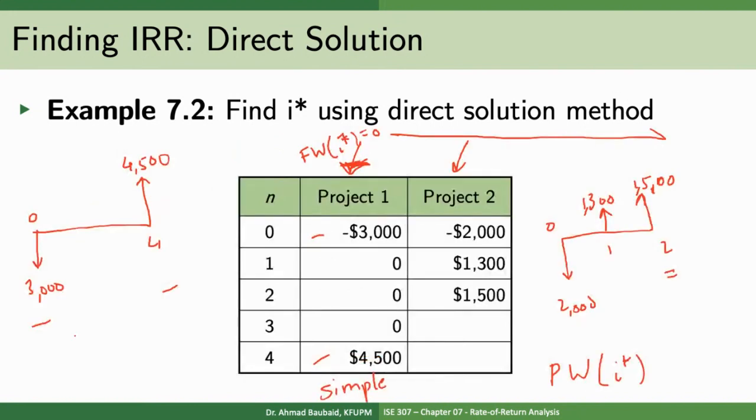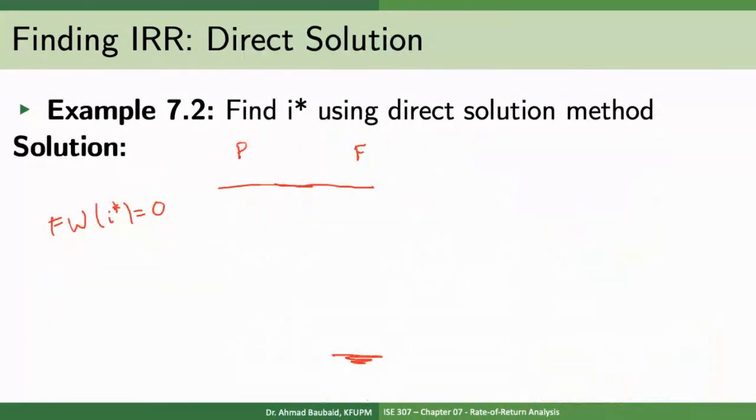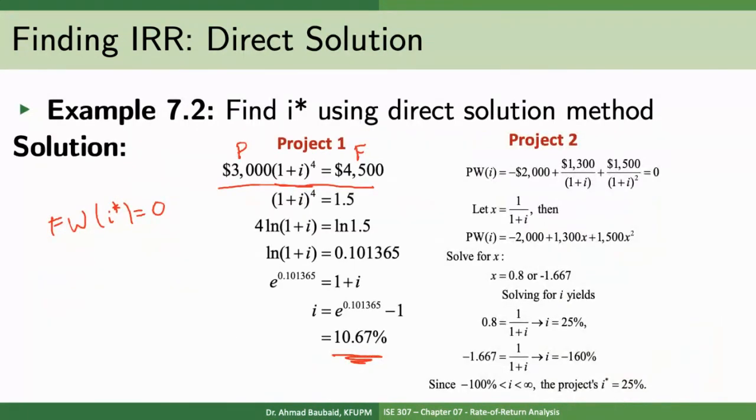Okay, so for project 2, as I was saying, you want to solve this equation here. Or you want to solve the future worth of i star equal to 0. You can do it either way. But the way the book does it, and the way most of the time we're going to do it, is using present worth. So let me write that. Okay, obviously I'm showing you the whole thing, but let's go step by step. So I write that the present worth is equal to 0.